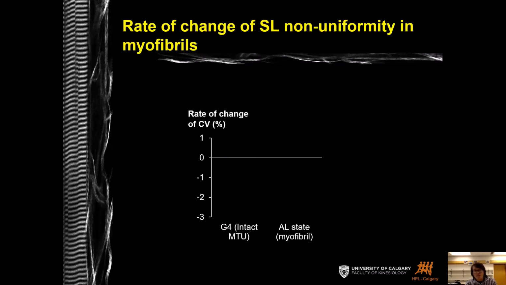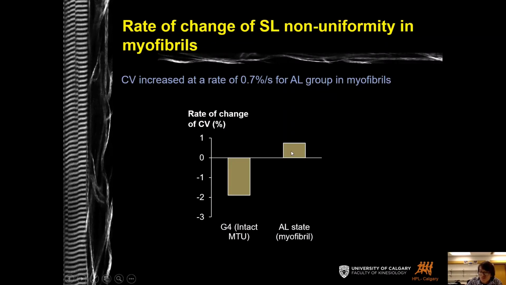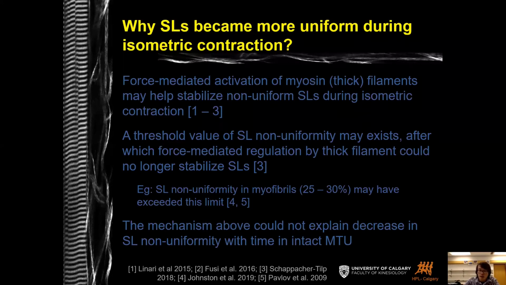How does this behavior compare to those in myofibril? Here's a graph showing the rate of change of non-uniformity. For group 4, it is minus 2% per second. In the active long state in the myofibrils, it shows the reverse trend, as the non-uniformity grew at a rate of about 1% per second. So why did sarcomere lengths in the intact muscle-tendon unit become more uniform during isometric contractions?